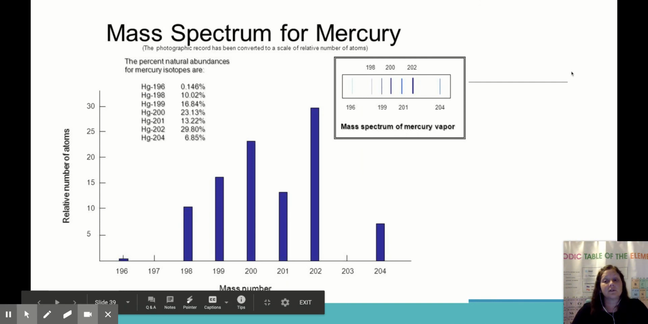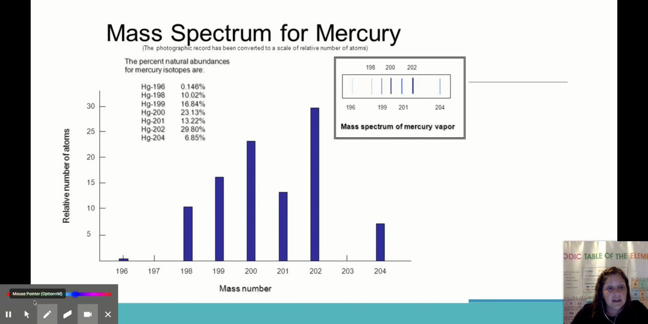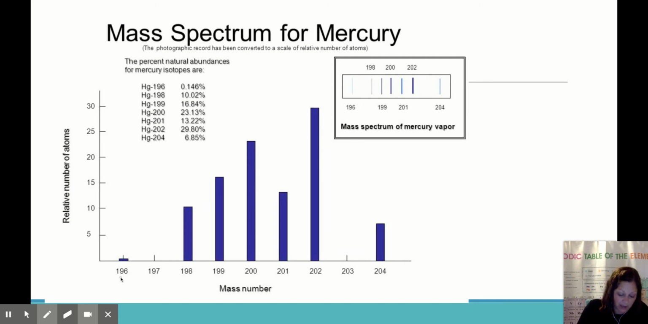Perhaps we could also look at Mercury's mass spectrum data. And if we look at Mercury's mass spectrum data, we can see that, for example, we have a Mercury 196, 198, 199, 200. Wow, this is a lot of isotopes. 201, 202, and 204. Now, when the mass spectrum comes out, the darkness of the color tells us how much of each isotope is present. So you would see that 202 has the darkest color because 202 is the most abundant.